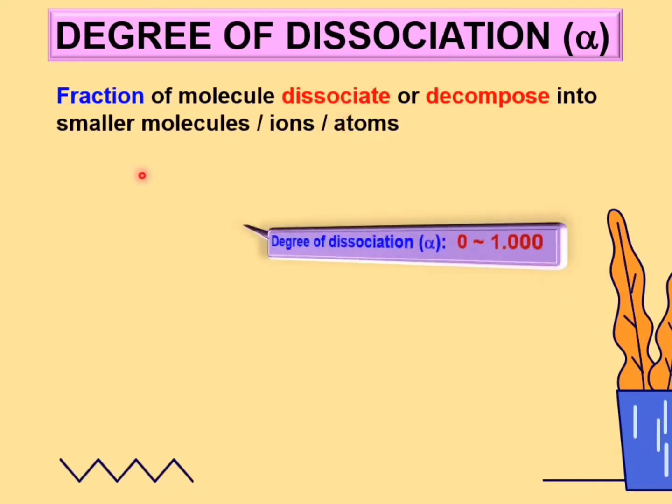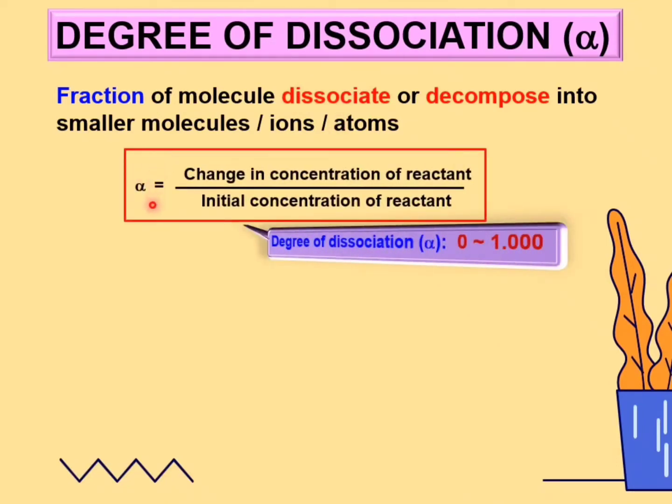So this is the formula of degree of dissociation. The symbol of degree of dissociation is alpha. The formula is change in concentration of reactant divided by initial concentration of reactant. The simplest formula is alpha equals X divided by initial concentration of reactant. All of these you can find out from the ICE table.